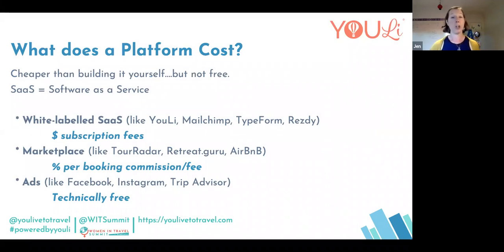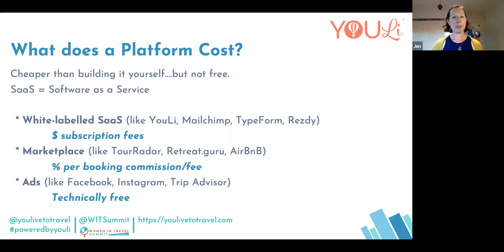Okay, let's talk costs. So I've told you that platforms are amazing, but what do they actually cost? They are cheaper than building it yourself, but they're not free. So I'm using an acronym here called SaaS, which is software as a service. That's sort of an older term for platforms, but it's more specific. It basically means you're renting the software instead of buying an old school CD that you put on your computer.